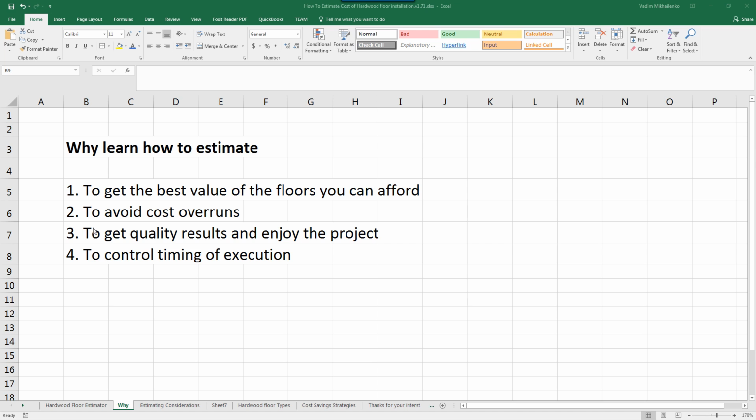And then you get quality results, right? Because you understand the difference between labor cost, preparation cost, material cost, and a lot of other things that go into account. And you can control the timing of your execution, right? When you know what tasks are involved, you can certainly plan and execute them the best way possible for yourself.